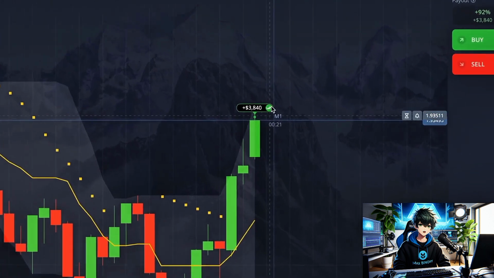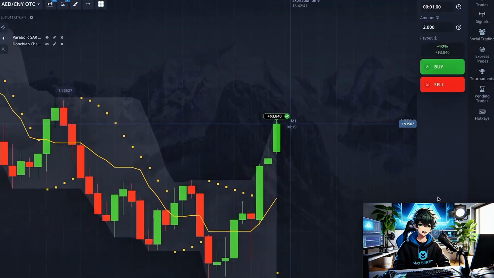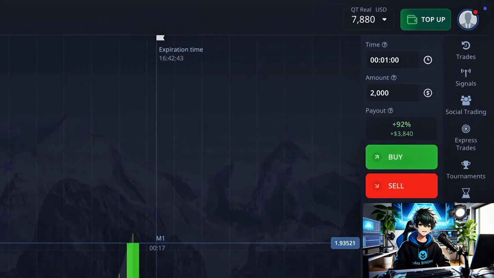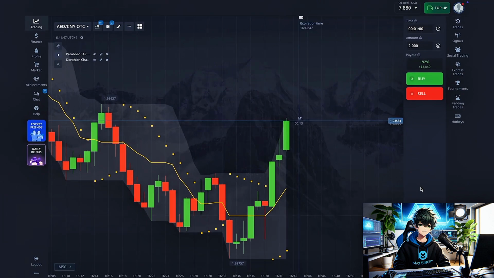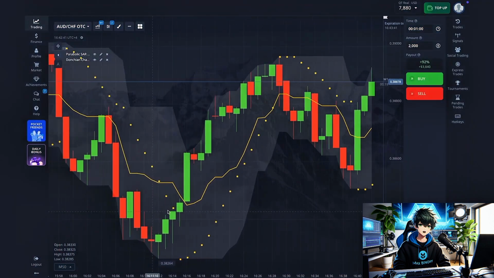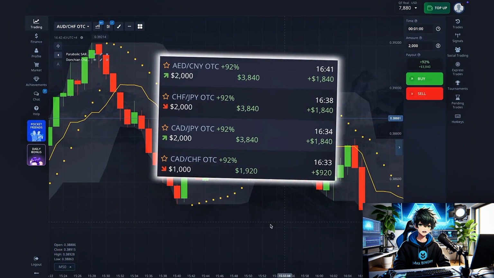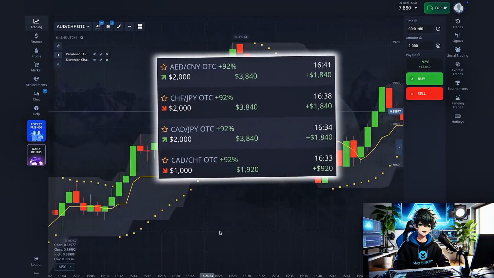Great. Another $1,840 in profit, bringing my balance to $7,880. It's time to wrap this session up. Great session. I grew my balance from $1,440 all the way to $7,880.